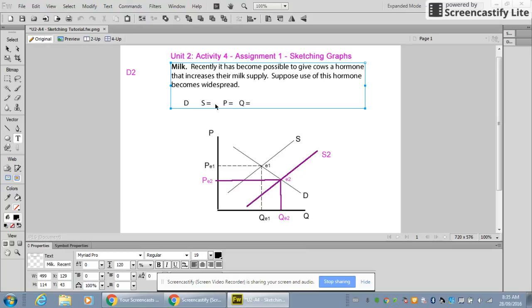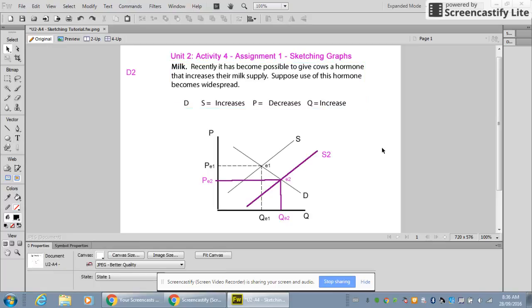And we want to make sure that you tell me that yes, supply increases, price decreases, and in this case, quantity will also increase. So my increase in quantity, decrease in price, and my increase in supply. Just make sure that you follow this procedure for each of the scenarios.